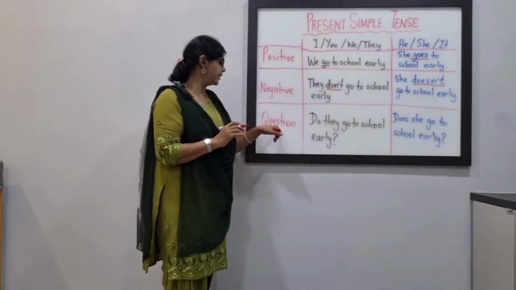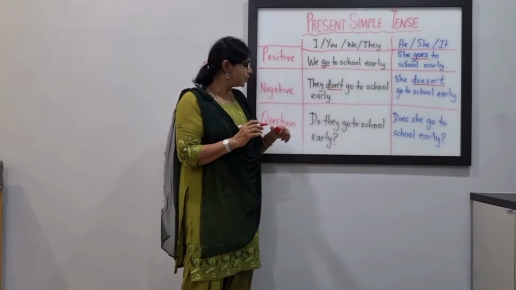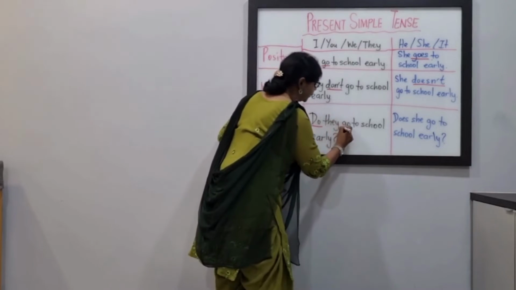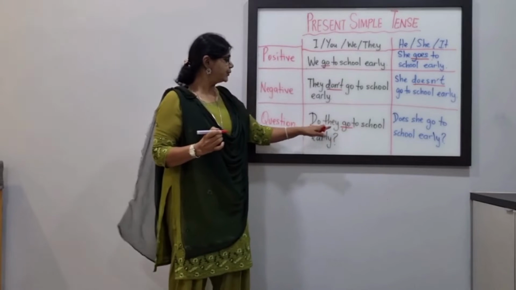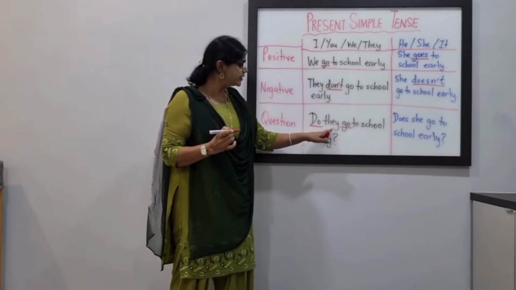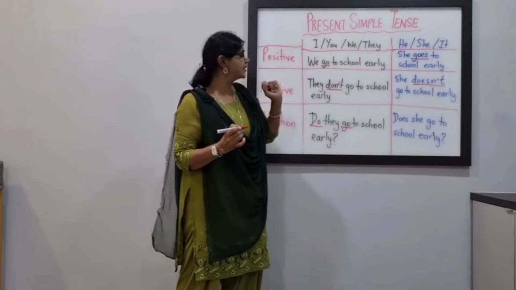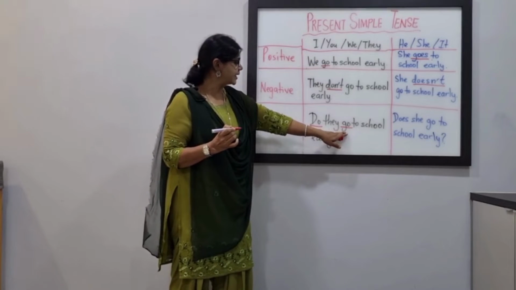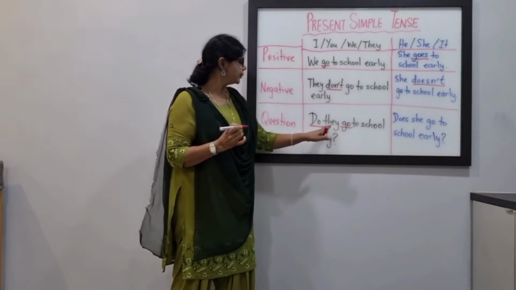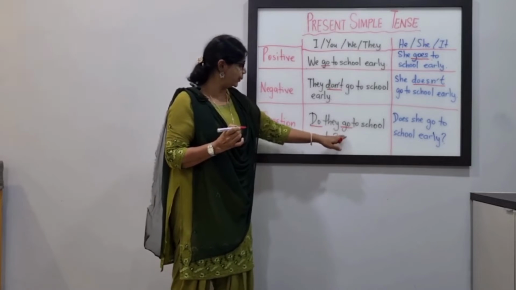Now we move on to the question form. The question sentences. Do they go to school early? We must use do. Do they go to school early? Do the boys go to school early? Here you look at this. All the plural subject, you must use a plural verb. Do, go. Do they go? Do we go? Do the boys go?